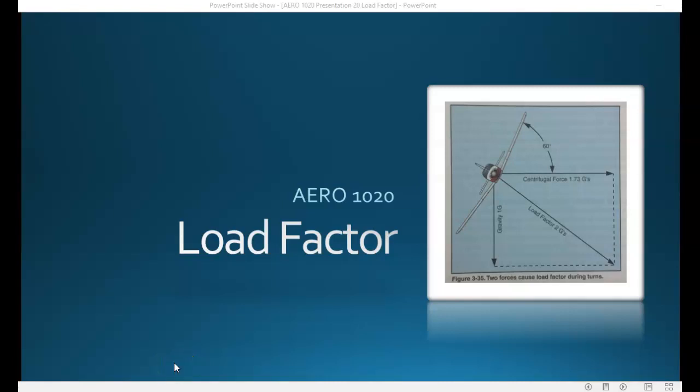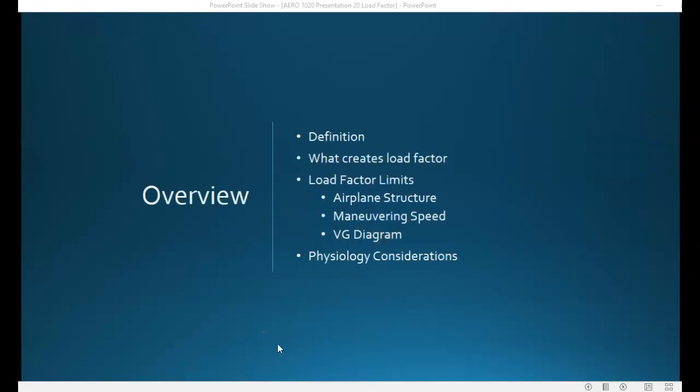Welcome to AERO 1020, Theory of Flight, presentation number 20 on load factor. In this presentation, we'll discuss the definition of load factor and what creates load factor. We'll look at load factor limits on the airplane structure, and we'll discuss maneuvering speed and the VG diagram. Finally, we'll discuss how load factor affects physiology.